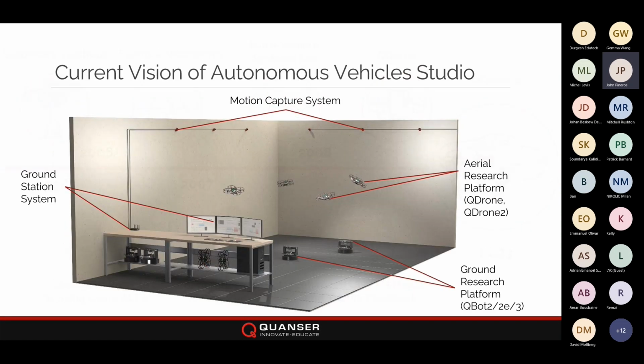So our current vision of the Autonomous Vehicle Studio, as we can see here, and if you've had the opportunity to be part of our training, I usually start by pointing out the multiple aspects of our Autonomous Vehicle Studio. Any lab in general will use a motion capture system. Out of the box, we provide OptiTrack. If your system or your lab also uses Vicon, that is also a viable solution.